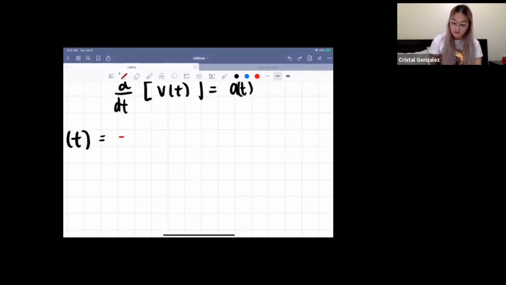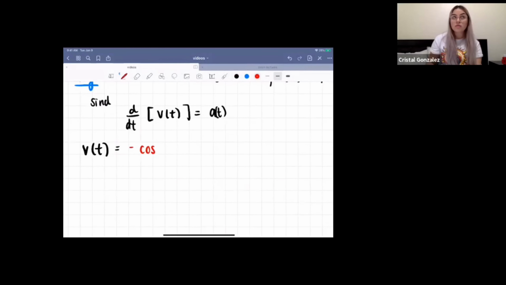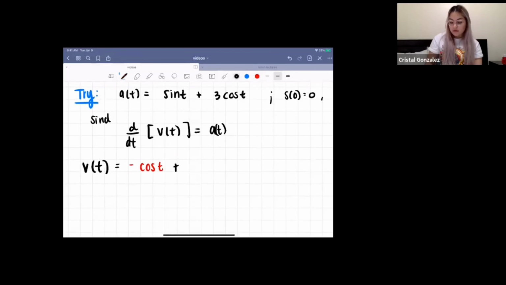I know that when I first learned antiderivatives myself, I would always go, oh my god, which one's negative, which one's positive, because I was so used to derivatives. So don't feel bad that you're getting them confused. It's perfectly normal. Okay, so my antiderivative of sine of t is negative cosine t.